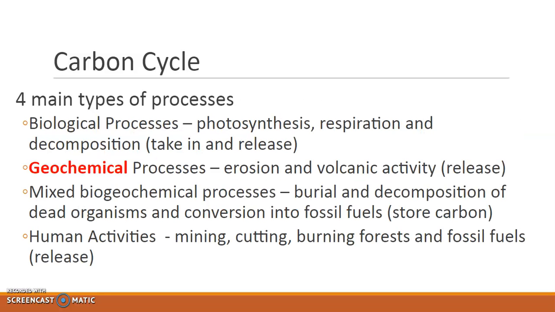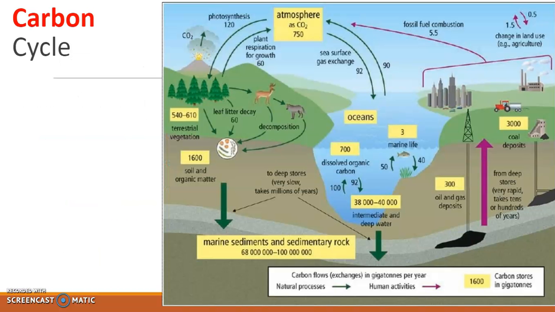There are four main types of processes overall. There are biological processes, so the living things, like photosynthesis, respiration, decomposition. It's all about the take in and release of carbon. Geochemical processes, so things like erosion and volcanic activity. It's about the release of carbon in that case. There's the mixed biogeochemical process, so it's like when living organisms or dead organisms are buried and decay into inorganic compounds, and then they're converted into fossil fuels that store carbon. And then human activities, where we mine, cut and burn forests and fossil fuels, and we release carbon.